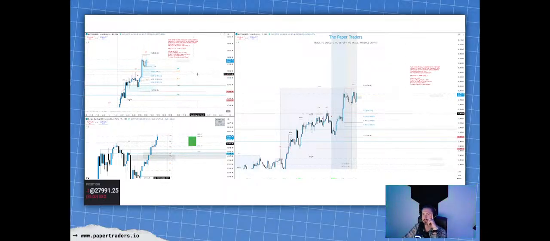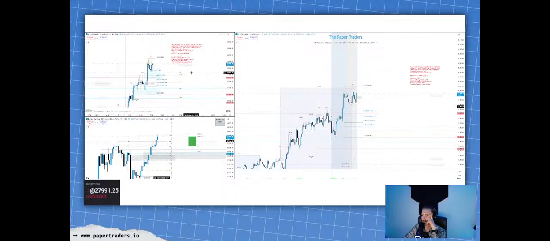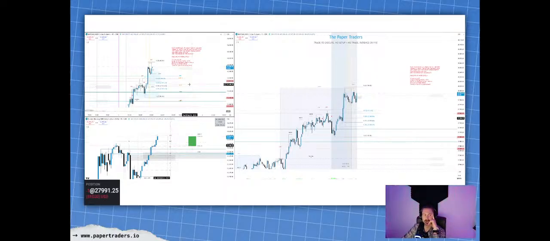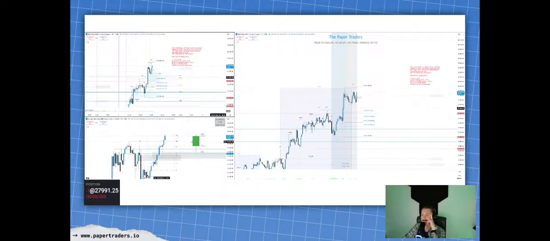Let's see what they do into the open. We still have that one contract. You can see it running there. One contract might take profit on is 27,960.50. 965.75 is previous daily high. We can't even put it at 965.75 previous daily high retest. I was putting it within the OTE here.